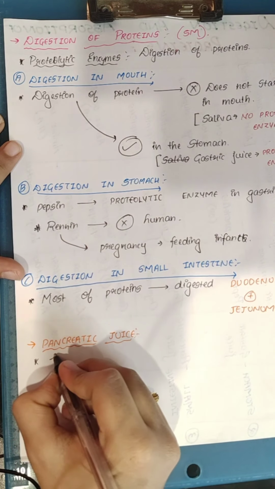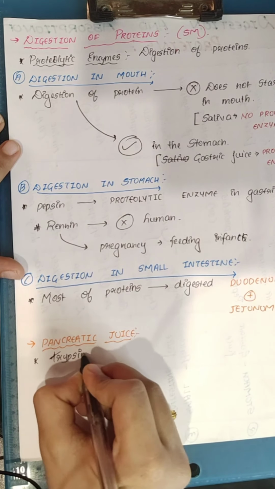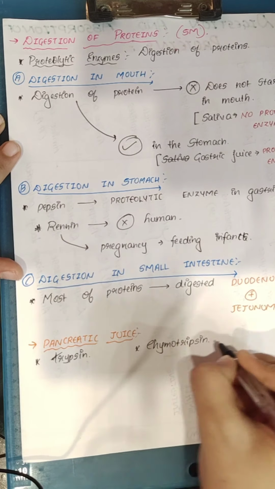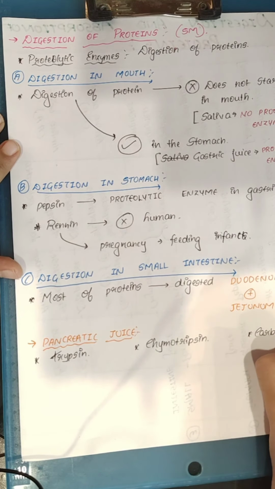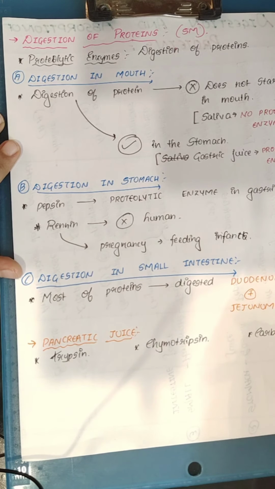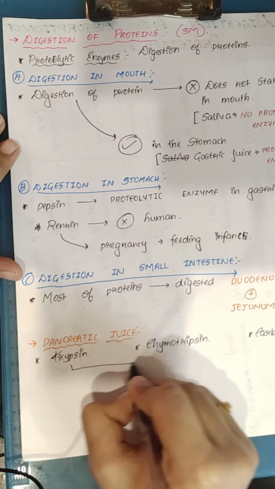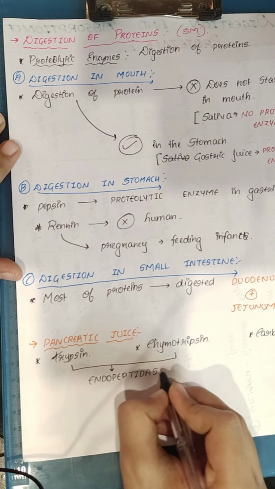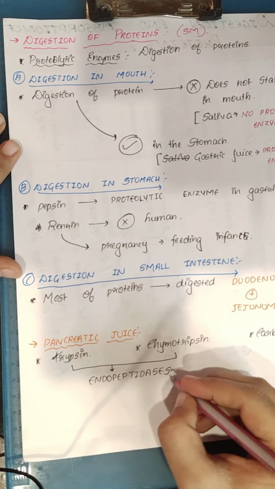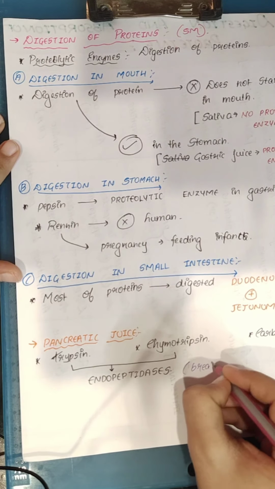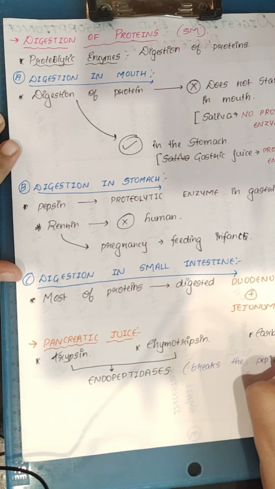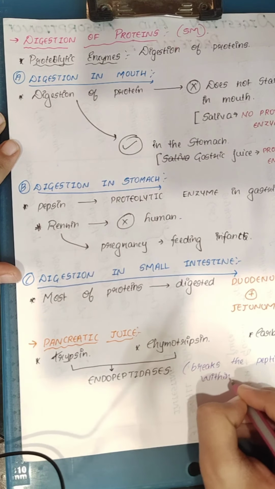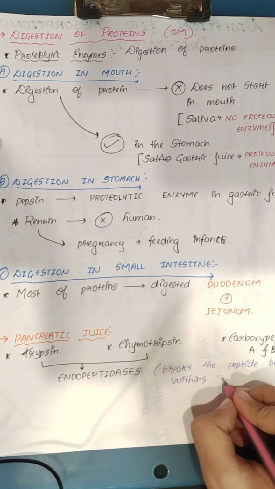So the pancreatic juice consists of trypsin, chymotrypsin as well as carboxypeptidase A and B. Trypsin and chymotrypsin are also called endopeptidases. What are endopeptidases? They break the peptide bond within the molecule.